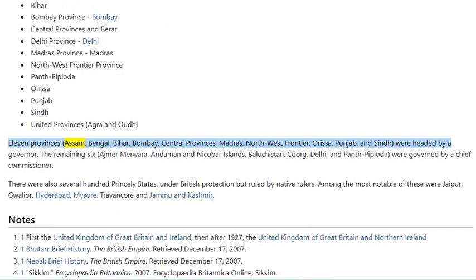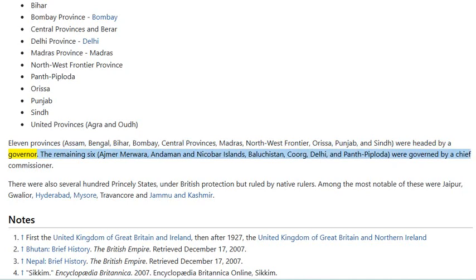Eleven provinces, Assam, Bengal, Bihar, Bombay, Central Provinces, Madras, Northwest Frontier, Orissa, Punjab, and Sindh were headed by a governor. The remaining six, Ajmer-Merwara, Andaman and Nicobar Islands, Balochistan, Coorg, Delhi, and Panth-Piploda, were governed by a chief commissioner.